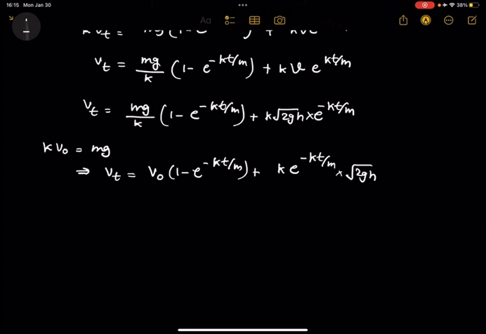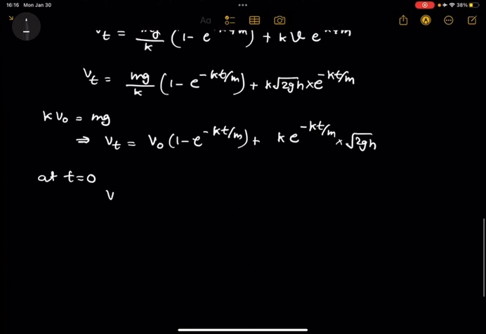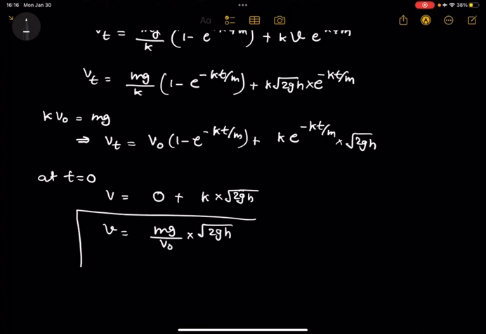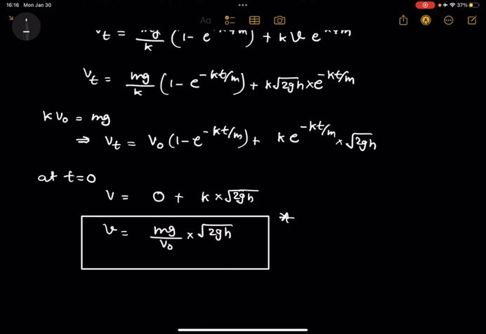Just at entry, at t equal to 0, e to the power 0 is 1, 1 minus 1 is 0, so this term is 0 and the velocity is the square root of 2gh. Now I am coming to the graph. Please remember this formula. So v is directly proportional to the square root of h.